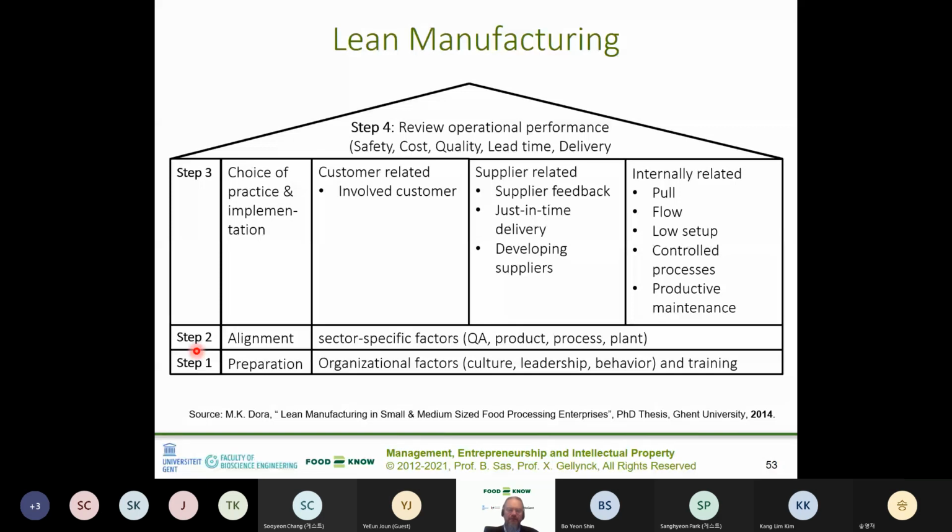This is the House of Lean from the PhD student I mentioned, from my colleague Xavier Helling, where you have the different steps. So the base is the organizational structure, alignment, then the customer is a very important aspect in lean manufacturing, and then of course efficiency and basically cost should be at minimal.